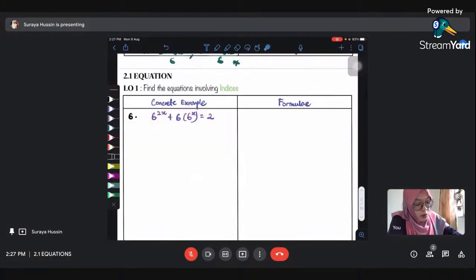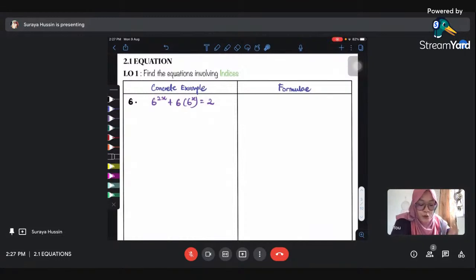And now I shall go to the final example untuk LO yang pertama, indices. Okay. So now let's go to the final part untuk equation.